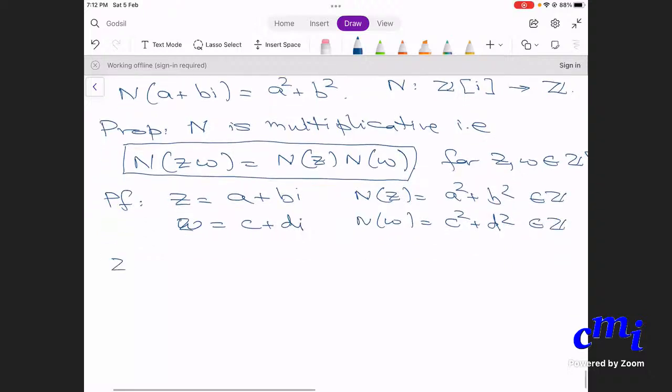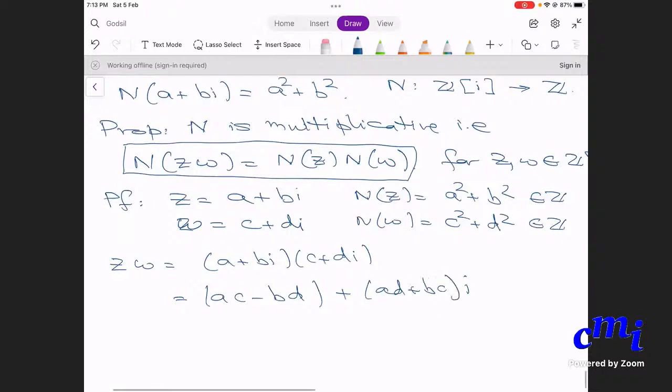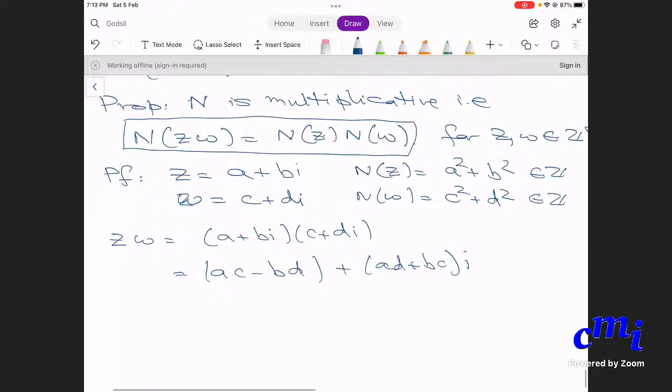Now, what is ZW? So ZW is the product (A plus Bi) into (C plus Di). So we calculate. We know that this is AC minus BD plus (AD plus BC)i. This is how you multiply complex numbers. So this is the answer. So what is the norm of ZW? Norm of ZW therefore is (AC minus BD) whole squared plus (AD plus BC) whole squared.